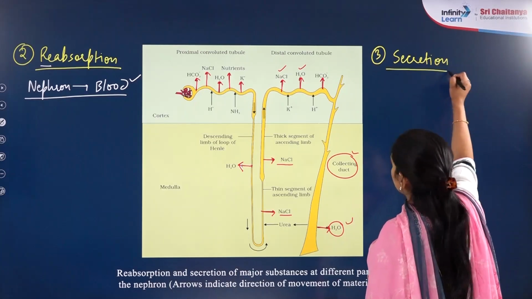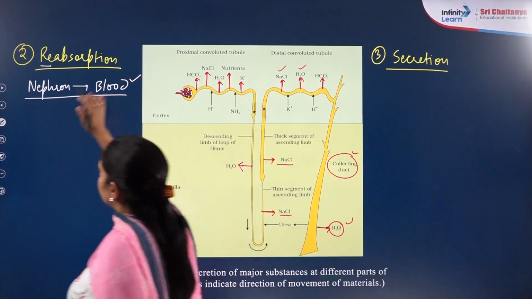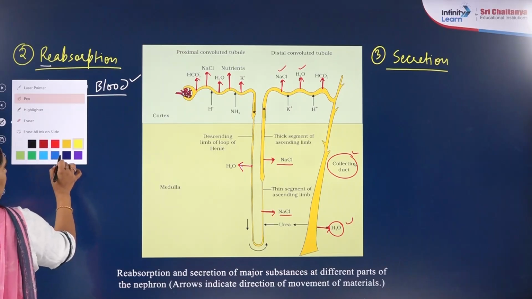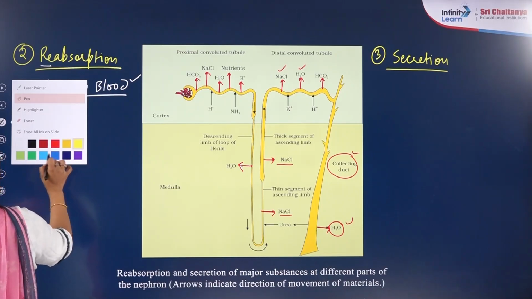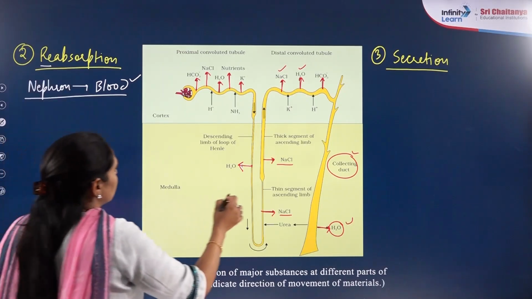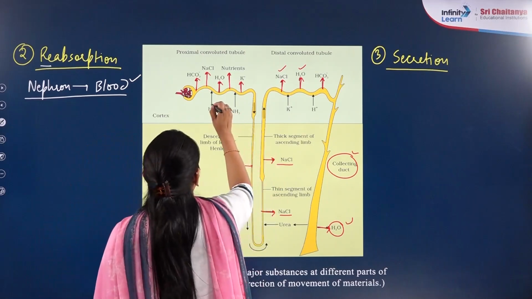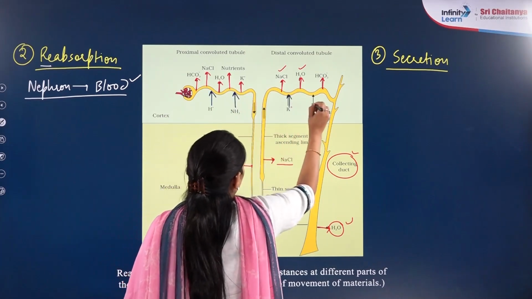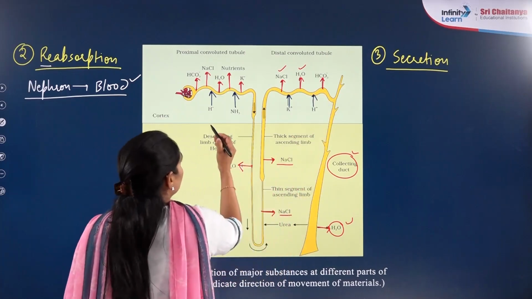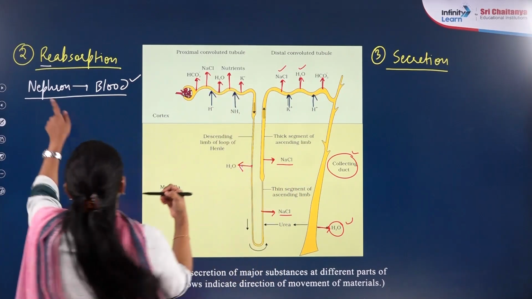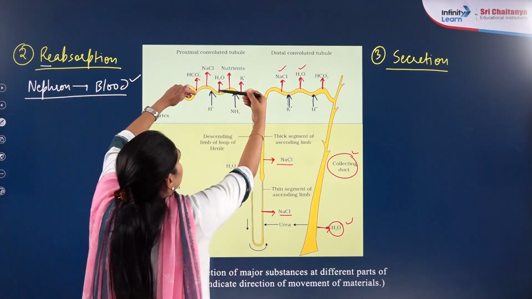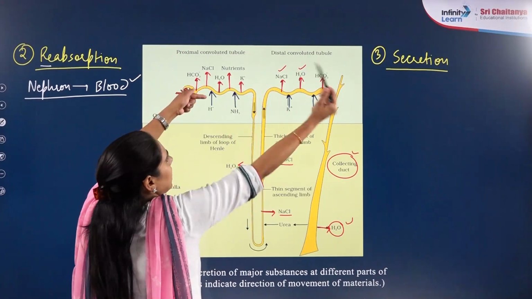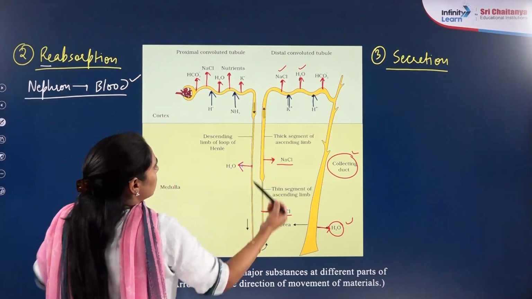That is the third step. So the arrows which are going into the nephron, let me show these arrows with maybe this color. This color will be visible here. So these arrows which are going into the nephron. Here reabsorption means coming out of the nephron. But when it is going into the nephron, that is secretion. I hope you are understanding this.